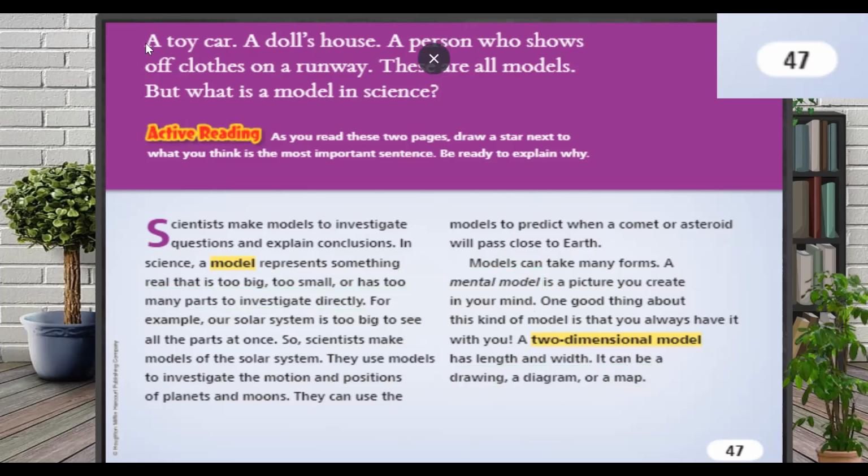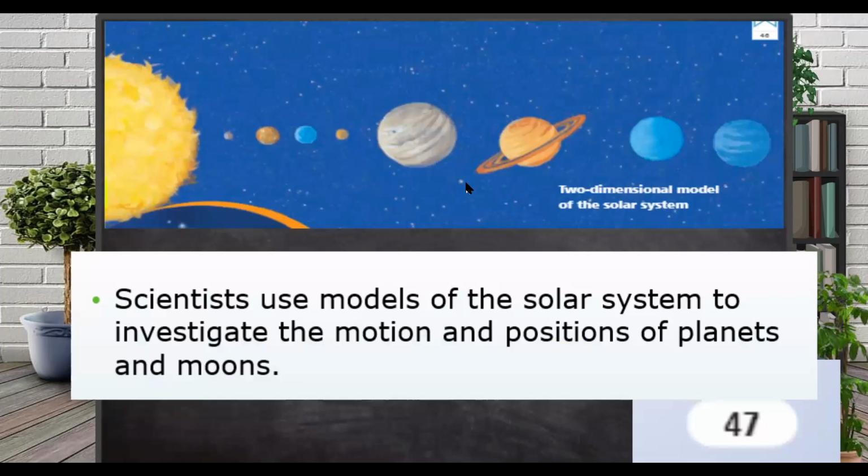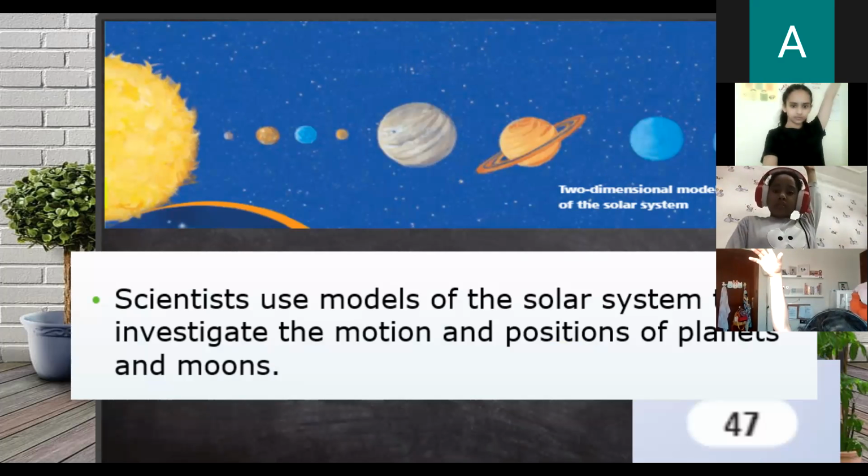Before we go to the next page, I want to tell you that a toy car, a doll's house, and a person who shows off clothes on a runway are all models. But models in science are what we explain. Now look at this picture, the solar system. Is it a two-dimensional model or three-dimensional? Yes, Rihanna.